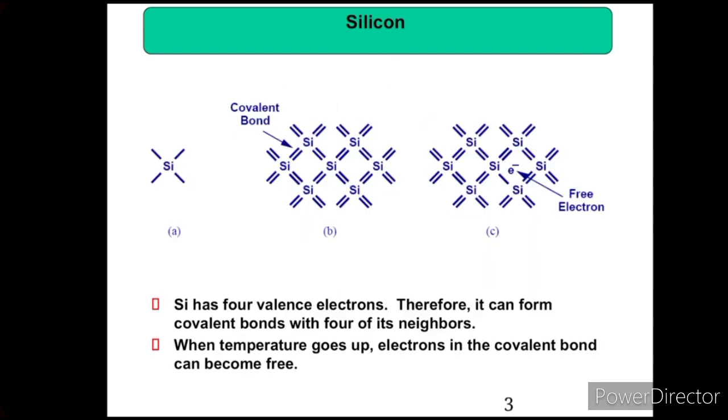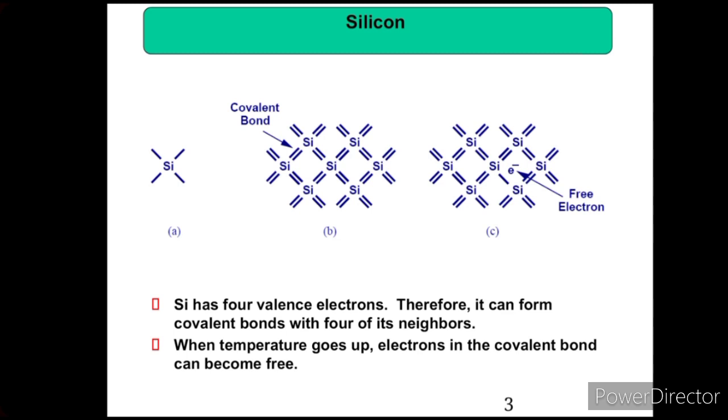The silicon material has 4 electrons in the outermost shell, that is, the valence electrons. Therefore, it can form covalent bonds with 4 of its neighbors. At this time, there are no free electrons in the silicon material, because every silicon atom forms covalent bonds with neighbor atoms.